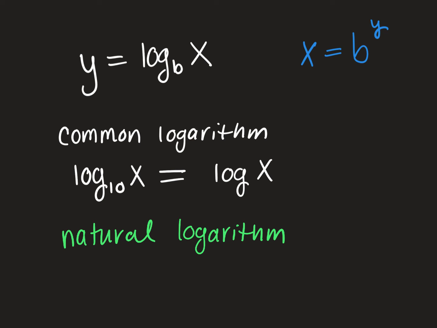All right, and then the natural logarithm is a logarithm that has a base of the number e, which we'll get into a little bit later in this chapter. This one is written as ln of x, or the natural log of x.